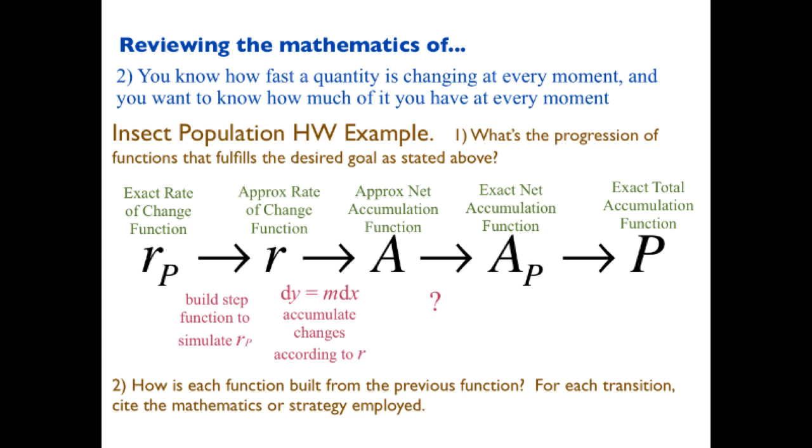All right, and then the last one is how do we get from exact net to exact total accumulation? You're going to add all the previous accumulation. Add the previously accumulated amount. So whatever was accumulated before, we're going to add that to our net accumulation function. That gives us exact total accumulation.